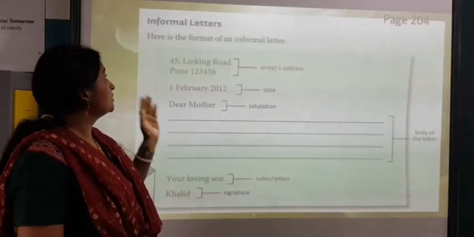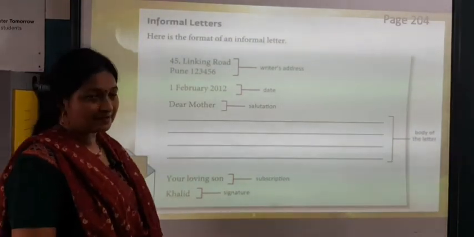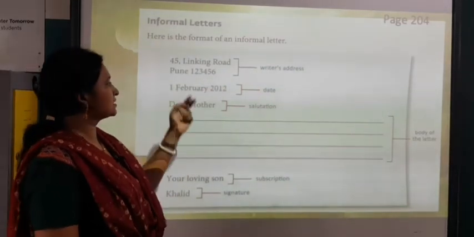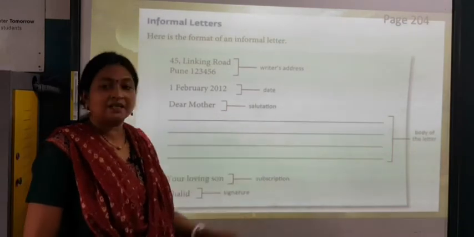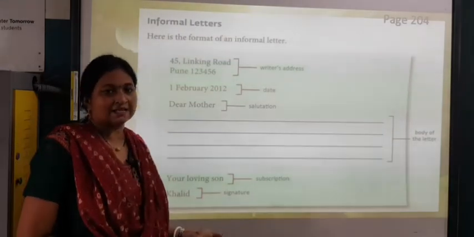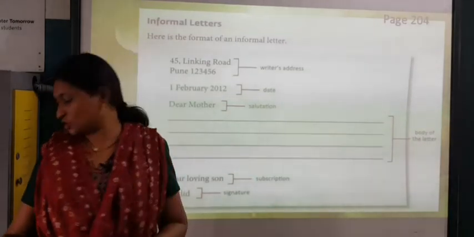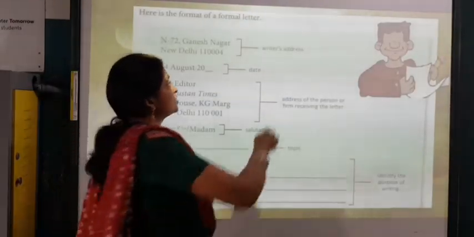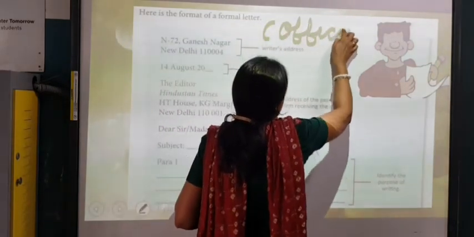Quickly revise the formats of both the letters, starting with the informal letter, which is written to your relatives. You start with the writer's address, leave a line, then comes your date, leave a line, comes your salutation, and then comes the body of the letter, then comes the subscription, that is "your loving son" or "yours affectionately," leave a line, and comes the signature.